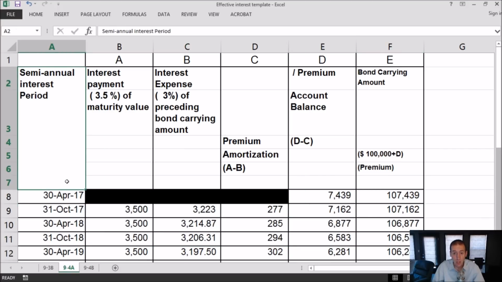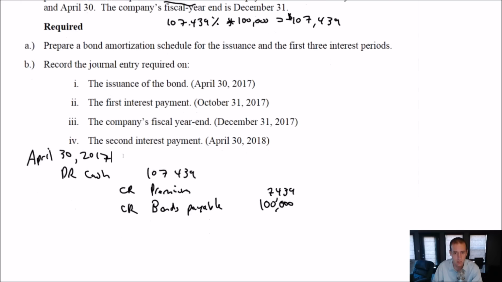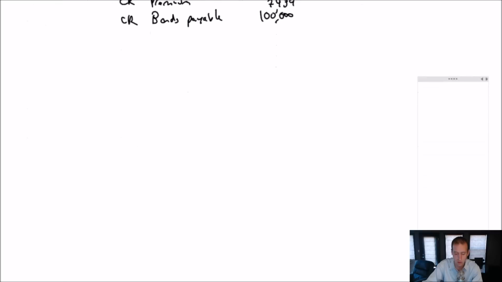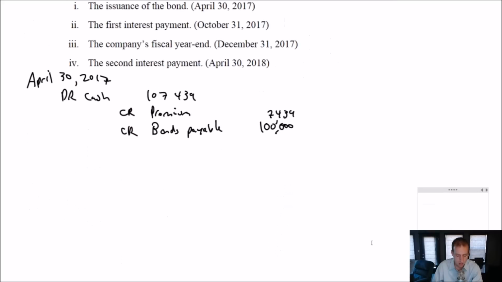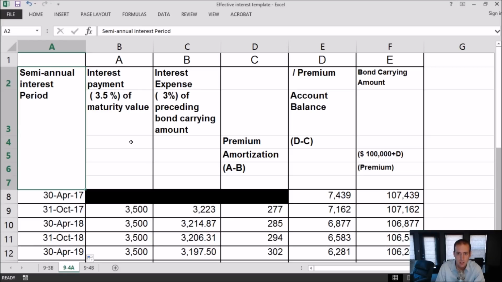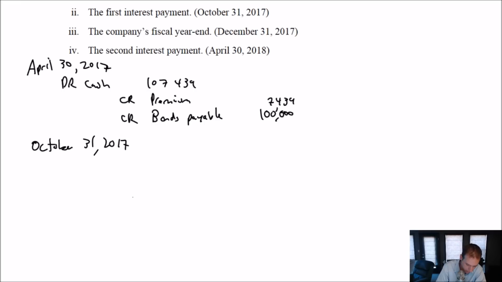Okay, so we've prepared our effective interest table, but we still have journal entries yet to do. So that was the April 30th entry. I'm just going to give myself a little more space to work with here. Let's do the October 31st entry. So on October 31st, I look at my table and I say, okay, it's the second line down. I make a payment, $3,500. So let's credit cash, $3,500.